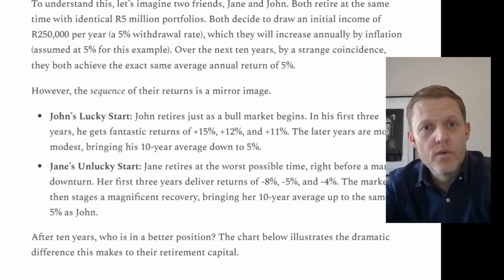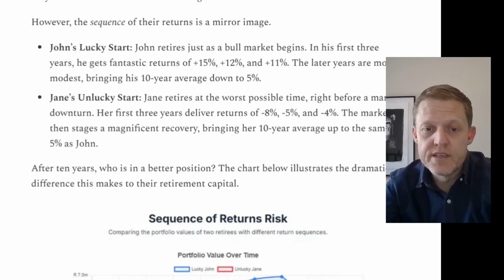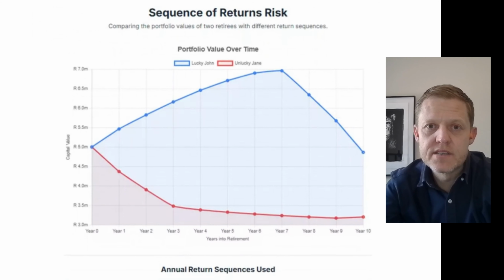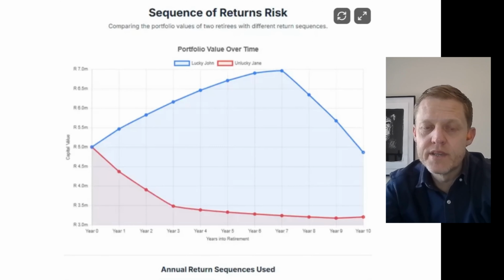So what is the difference in the outcome for these two? If we look at this chart, it's going to help us clarify what happened here. So in the blue line, this is the value of John. Remember, John was the lucky guy here. The value of his capital started out at 5 million. He was withdrawing 250,000 from it every year. And he was also increasing that by inflation. And you can see because his investment returns were so strong in those first 2 years, the value increased and increased and increased.